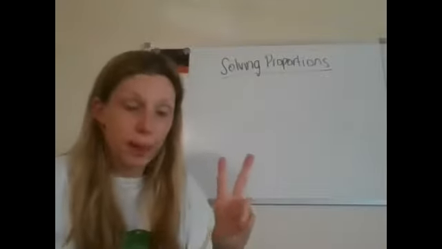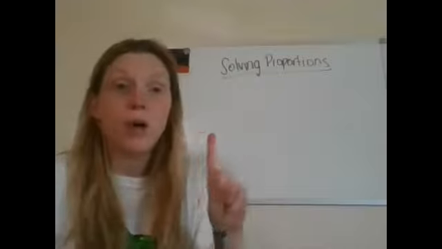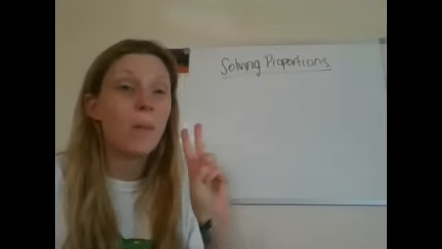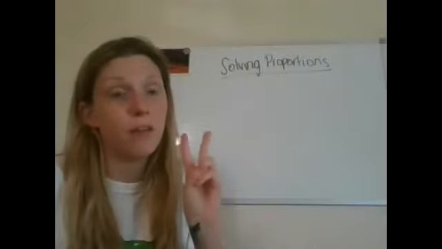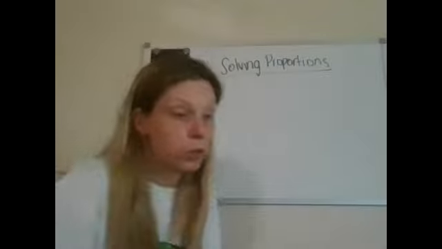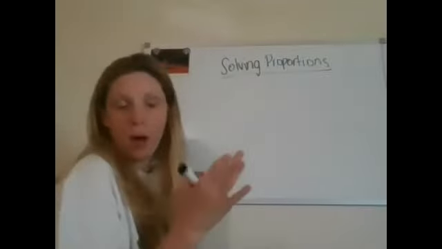So there's two steps. The first step is that we cross multiply. The second step is that we divide by whatever number is in front of our letter that we're using to find, okay? So let's see an example of how that looks.